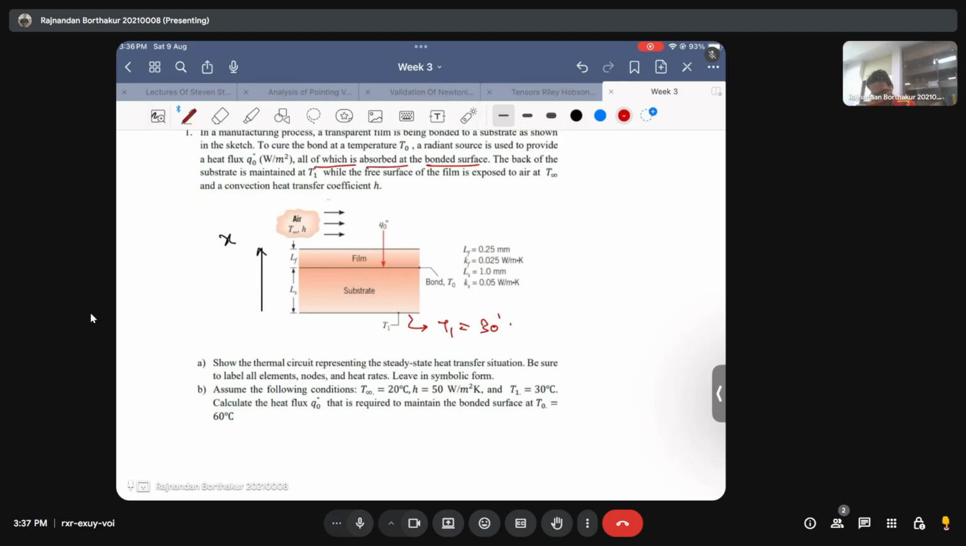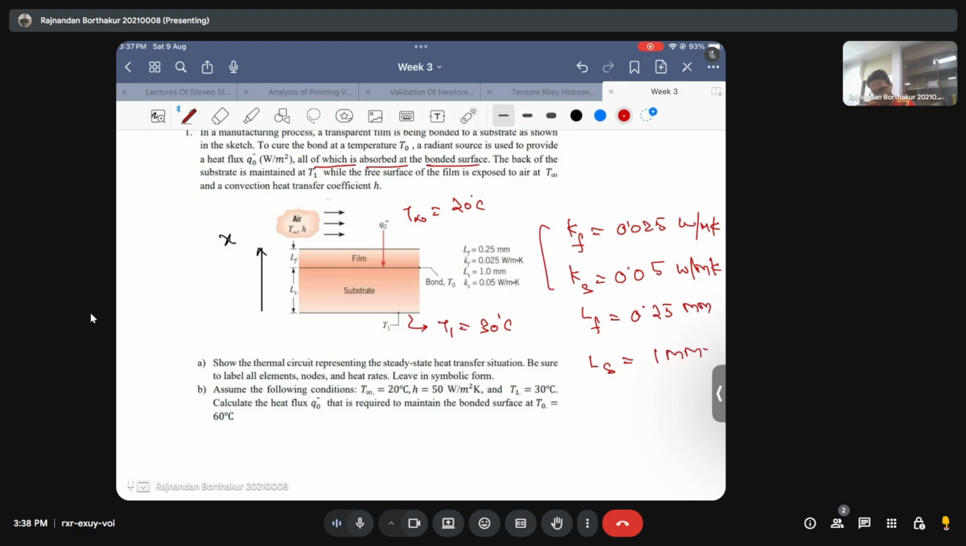30 degrees Celsius, and T infinity is at 20 degrees Celsius. Then of course the thermal conductivity of the film is given as 0.025 watt per meter Kelvin, and the thermal conductivity of the substrate is 0.05 watt per meter Kelvin. The individual lengths are given as LF and LS, where LF is equal to 0.25 mm and LS is 1 mm. These are the values that are given.